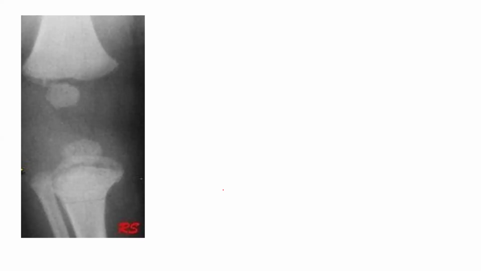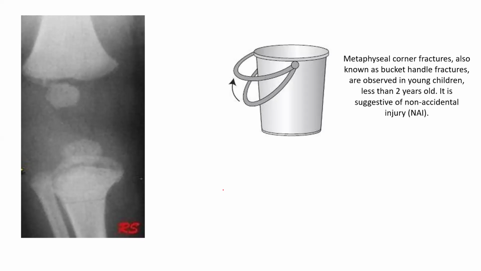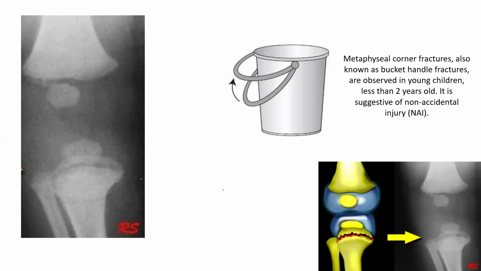Let's see what is happening here. So this is bucket handle fracture. This indicates metaphyseal corner fracture, also known as bucket handle fracture, which is described in young patients, pediatric age group, often less than 2 years of age, who suffer from child abuse or non-accidental injury. So you can see here, this is bucket handle fracture.